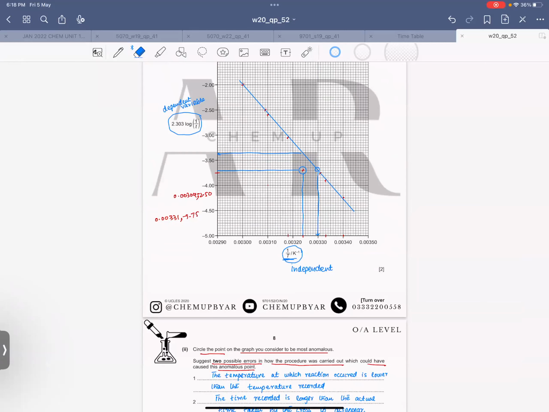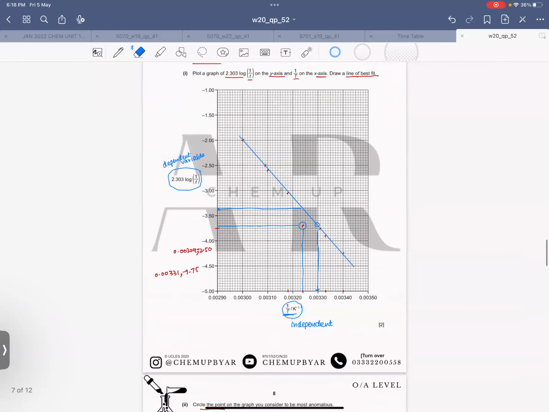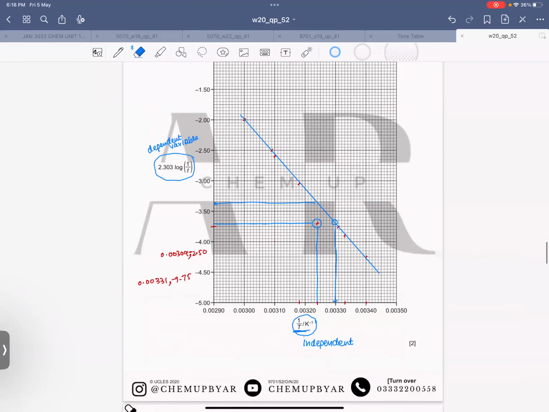Just give me a minute, please. It is 2.303 log over 1 over T.